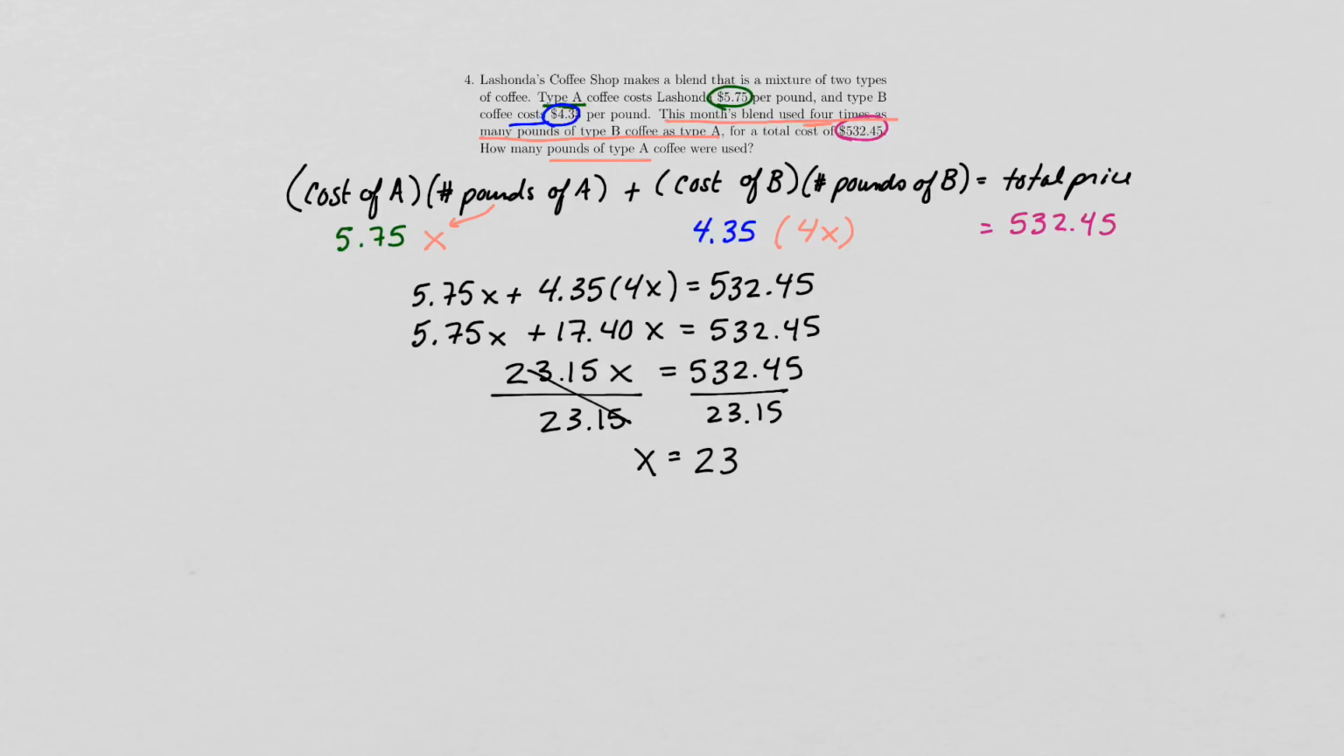And x is what we were looking for, right? X is the pounds of A here, and that's what the problem asked me for. So we need 23 pounds of type A.